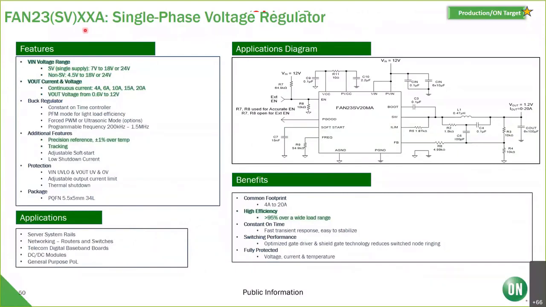And then we also have the FAN 23 SV XX. So XX translates to the amperage. A 04 would be the 4 amp version, a 06 would be the 6 amp version, and it goes 10, 15, and 20 amps, and so on. Again, synchronous rectifier, so the high side, low side FETs are integrated. The inductor uses a small inductor of 0.47 microhenry. This goes from, like I said, 4 to 20 amps, over 95% efficiency over a wide load range, and a V out from 0.6 to 12 volts.